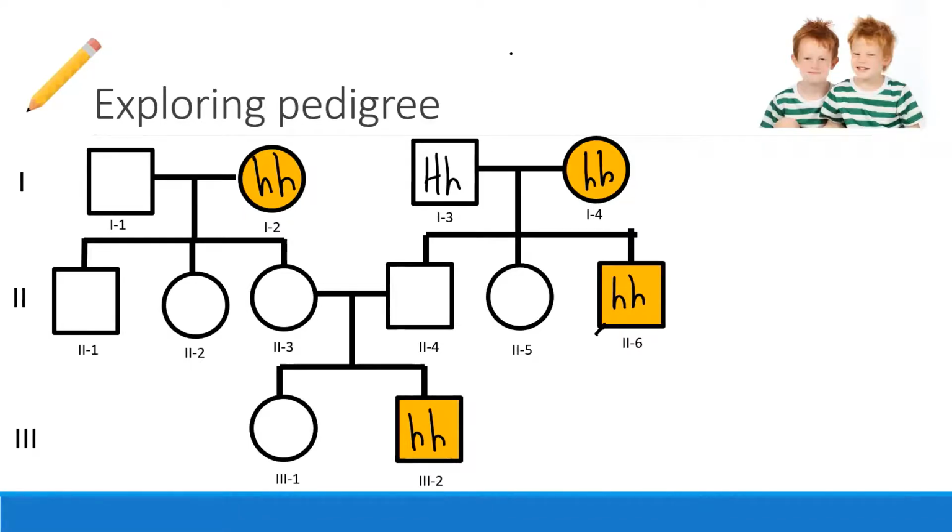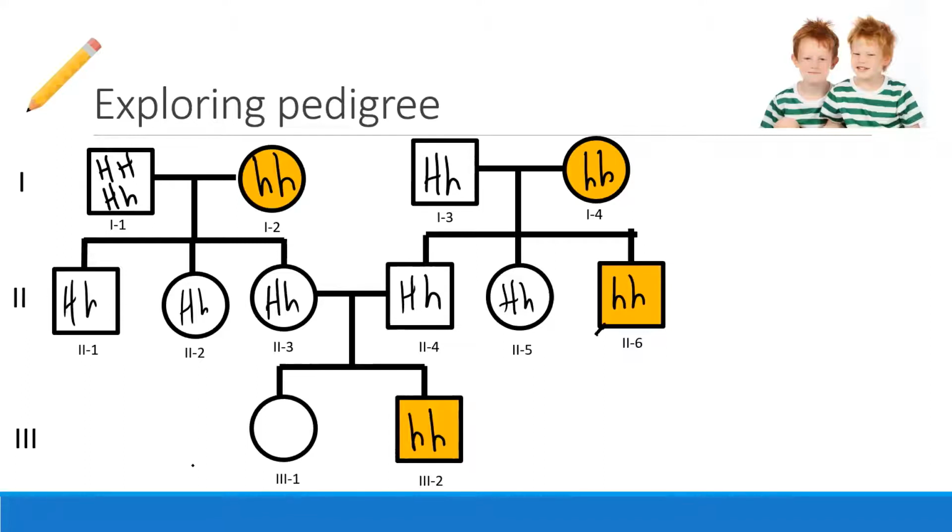Now, at this point here, we could say, well, this person is a carrier and this person is also a carrier. And then we know that this person has to be a carrier. We knew that, and we kept going, I think. All these people are carriers, but we don't know about this man. This man is either HH or this man is Hh.